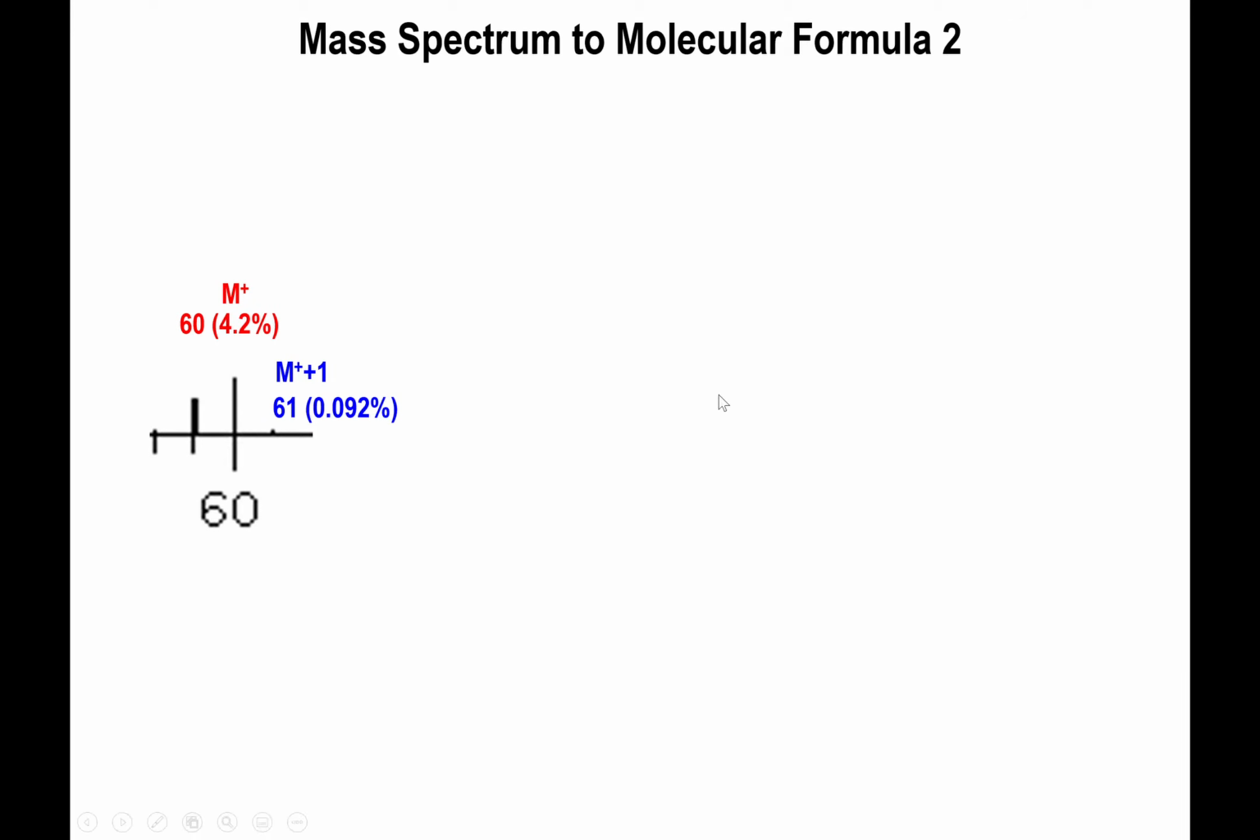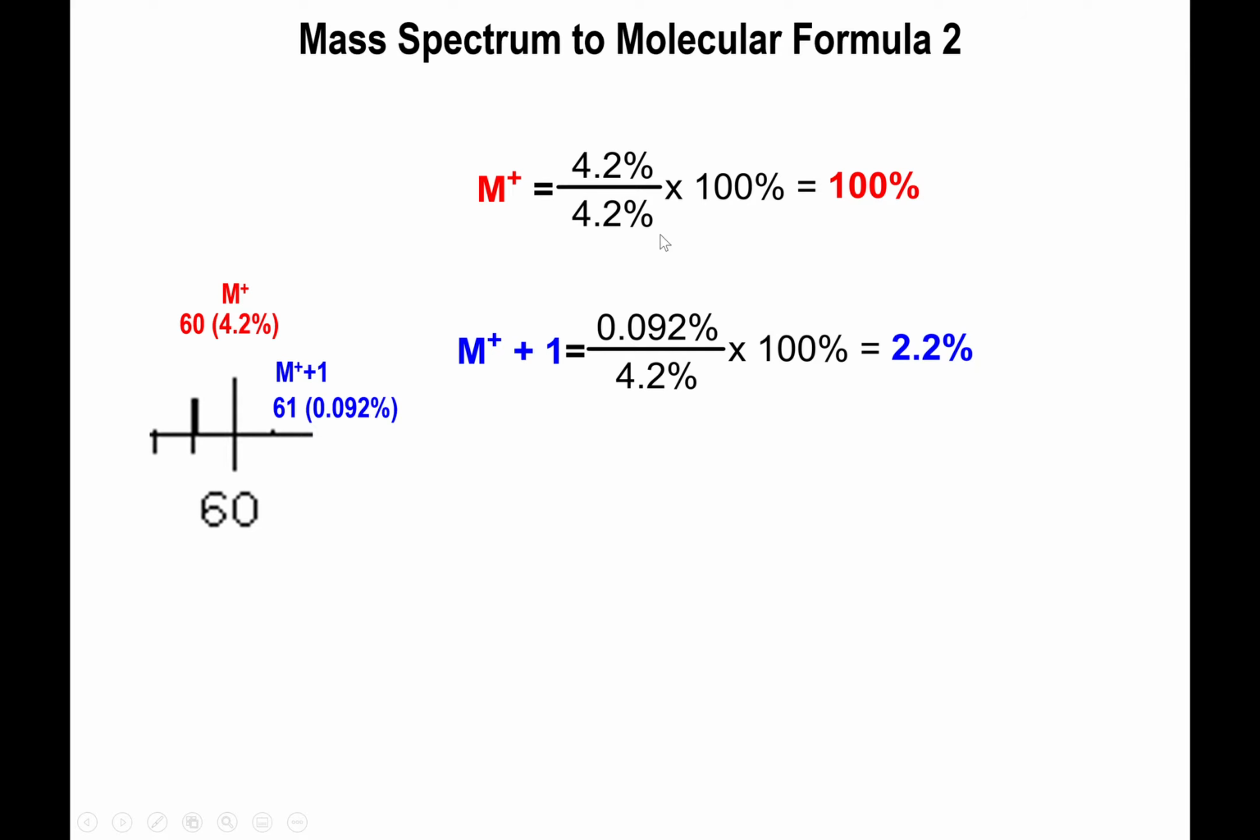Notice that the percentage of the M+ peak is not equal to 100%, so we're going to have to rescale it back to 100%. Since this is equal to 4.2, we're going to divide by 4.2 and multiply by 100. Also, we take the percentage at M+1 divided by 4.2 and multiply by 100 to get 2.2. Knowing that value, if we divide by 1.1 for the percentage of the M+1 peak, we get the number of carbons, which is equal to 2 in this case.